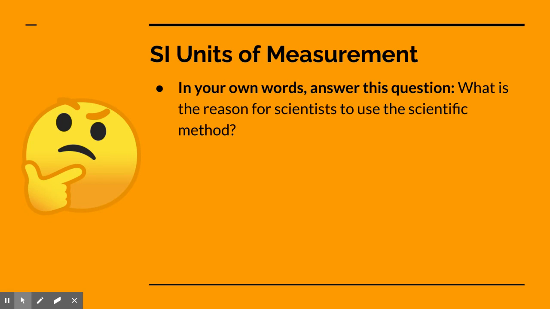It would be weird if we both had two completely different sets of measurements, because then how can we replicate it if we don't have the same units of measurement? So it's a universal language of measurement. It was created by the French, and that gets into a little bit why we call it the SI units.